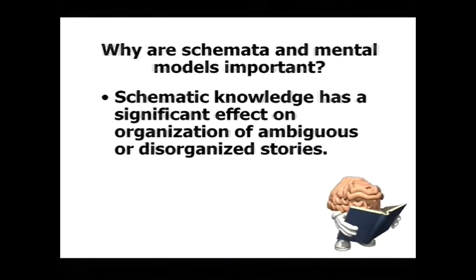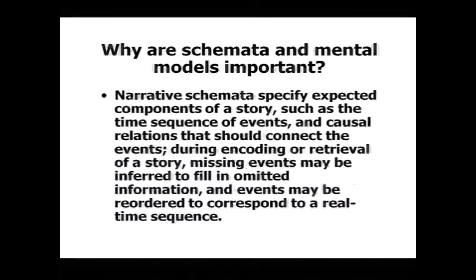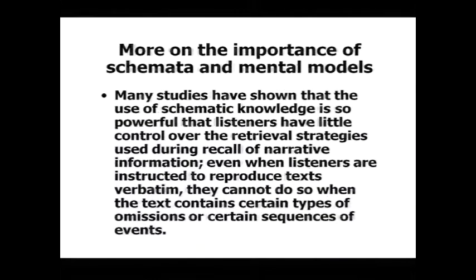We make sense of it using our existing schemata. Narrative schemata specify expected components of a story, the time-related and event-related information that normally goes into a story, the actions, the subplots and themes and so forth. We tend to try and reorder them based on what we already know. We try and correspond it to existing information in our brains.